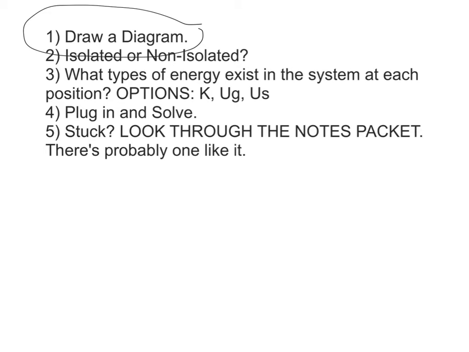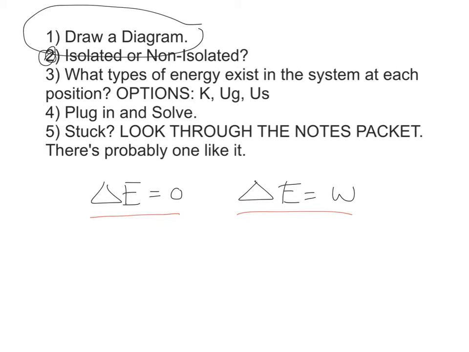All right, the next thing that you've got to do as you're trying to solve the problem is decide if it's an isolated or a non-isolated system, meaning do you start with delta E equals 0 or delta E equals work? If there are non-conservative forces, then you're going to go with delta E equals work. On the other hand, if it seems like it's only gravity or springs, then you've got an isolated system. Only conservative forces act. All right.